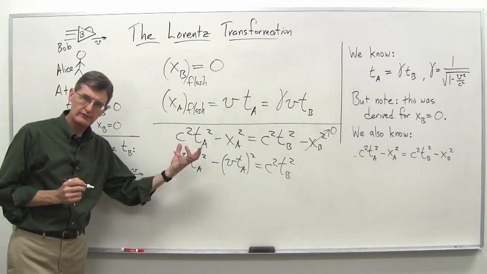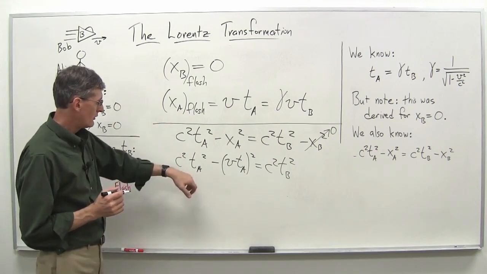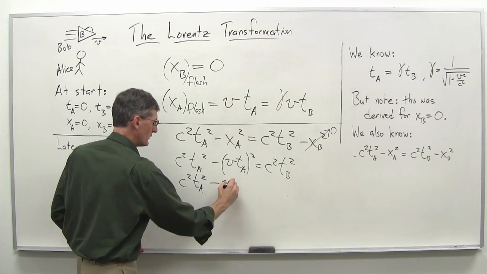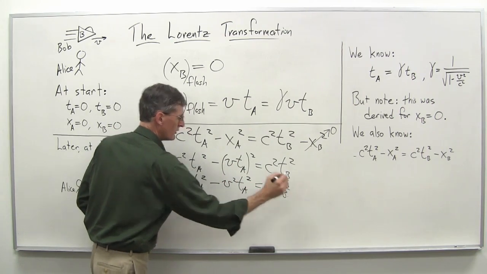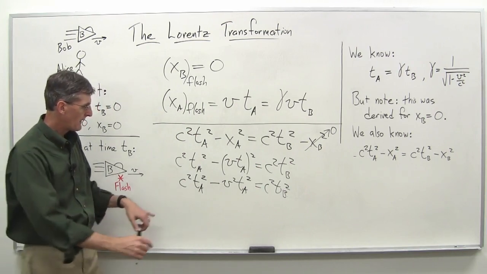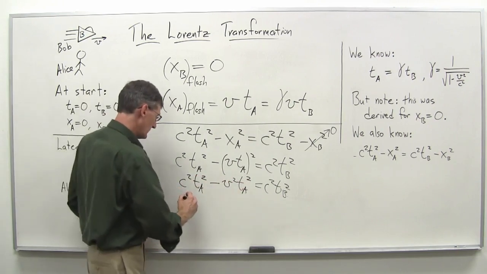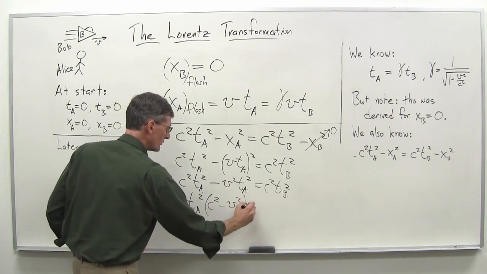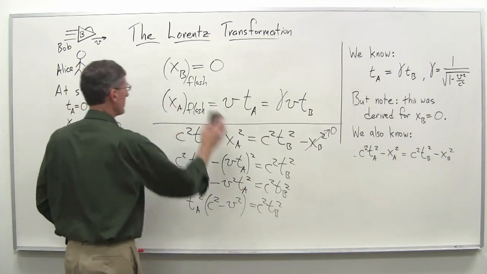The advantage of these formulas is that once you set it up correctly, you just crank through it. Note that we'll do every step here. c squared ta squared minus v squared ta squared equals c squared tb squared. I just have the times in there, ta and tb. I've got a ta squared in both of these terms, so let's factor that out. That gives me ta squared times c squared minus v squared equals c squared tb squared. Now we're going to bring it up here so we have some more room.